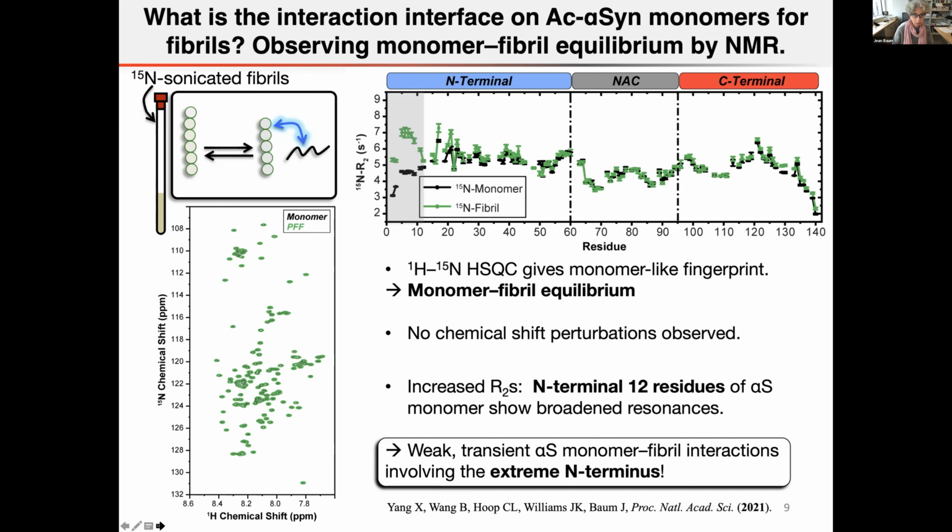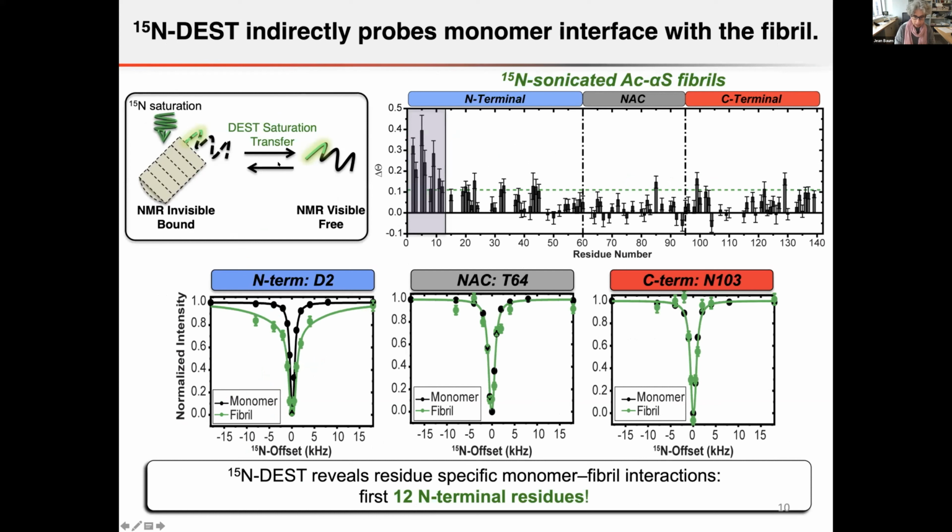We then did experiments to further investigate this, called DEST experiments, which allow you to indirectly probe the monomer interface with the fibril. The idea behind them is that the NMR bound state, fibril plus monomer, is invisible in solution NMR, but the NMR free state, the monomer, is visible, and the monomer retains some memory, in essence, of its interaction with the fibril in a residue-specific manner. And that's what these DEST experiments allow you to do.